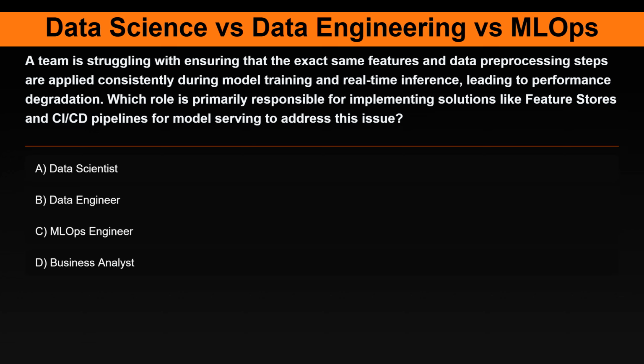Question 8. A team is struggling with ensuring that the exact same features and data preprocessing steps are applied consistently during model training and real-time inference, leading to performance degradation. Which role is primarily responsible for implementing solutions like feature stores and CI/CD pipelines for model serving to address this issue? Option A. Data scientist. Option B. Data engineer. Option C. MLOps engineer. Option D. Business analyst.